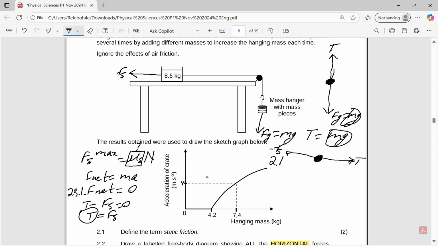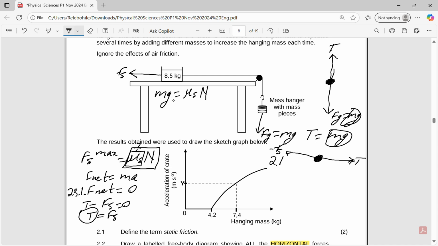We are moving from here to here, and now we are saying that since tension is equal to mg, then where I see T in this formula, I'm going to put mg is equal to this Fs. But remember, Fs is actually equal to the coefficient of static friction multiplied by the normal force. I hope, guys, you are following so far.